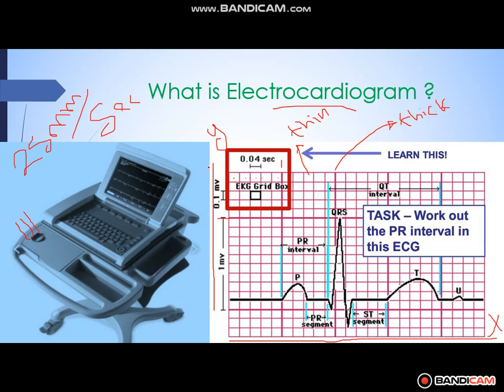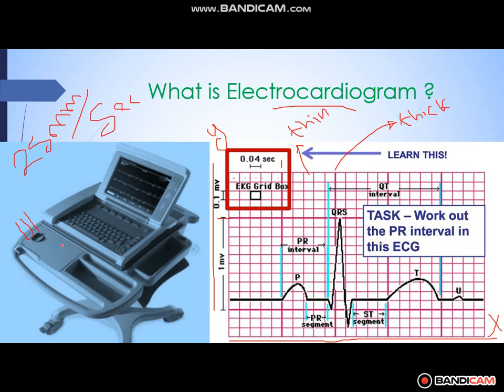It means it takes 0.04 second for one small square to come out from the ECG machine, and it takes 0.2 second for one large square, or 5 small squares, to come out. So this small square takes 0.04 second to cross the ECG machine needle.